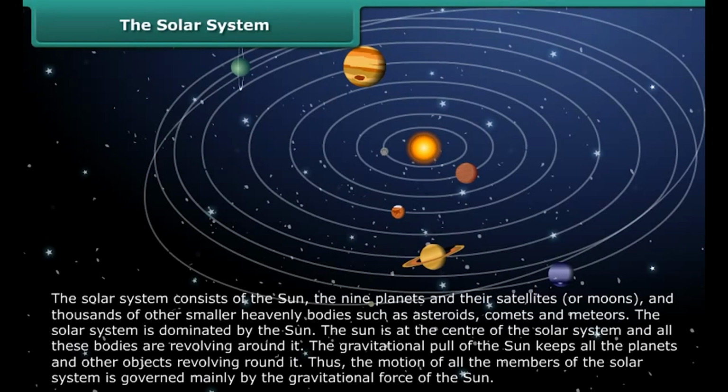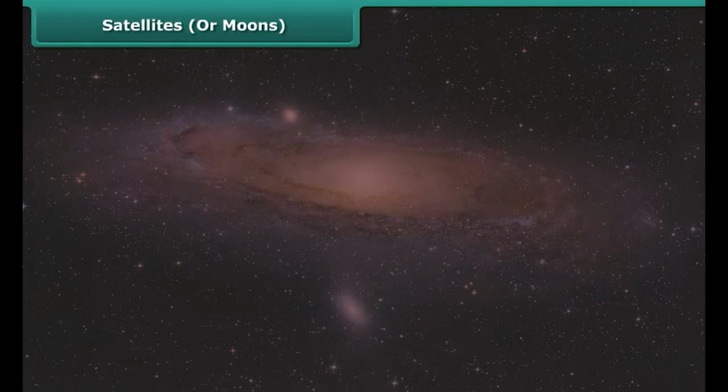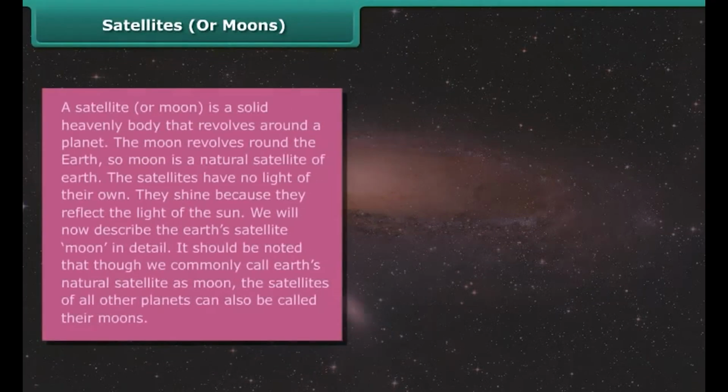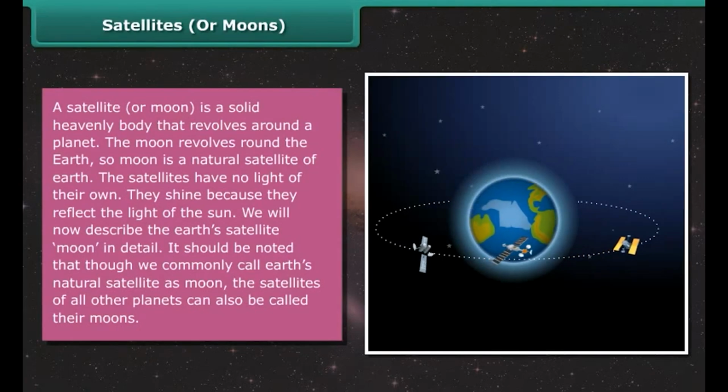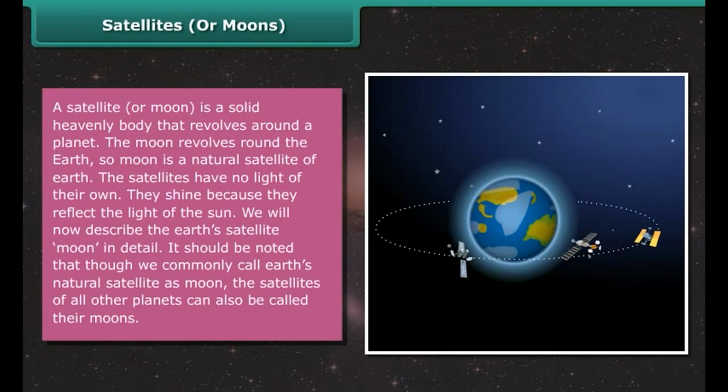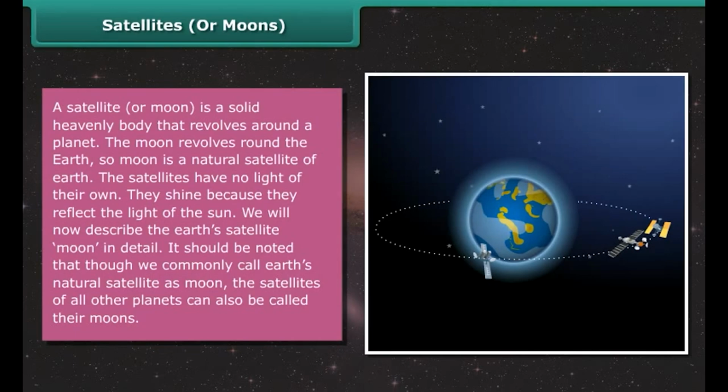Thus, the motion of all the members of the solar system is governed mainly by the gravitational force of the Sun. Satellites or moons. A satellite or moon is a solid heavenly body that revolves around a planet. The moon revolves around the Earth, so moon is a natural satellite of Earth. The satellites have no light of their own.